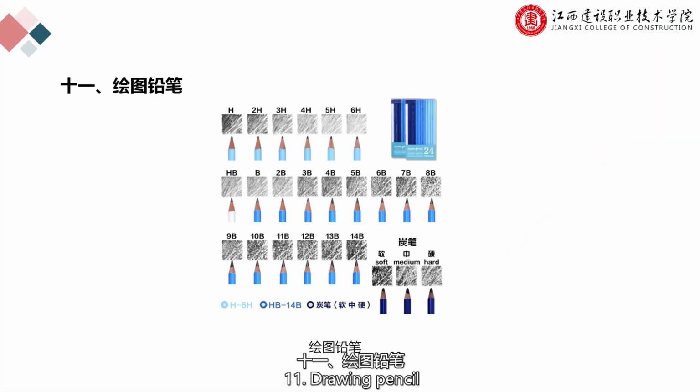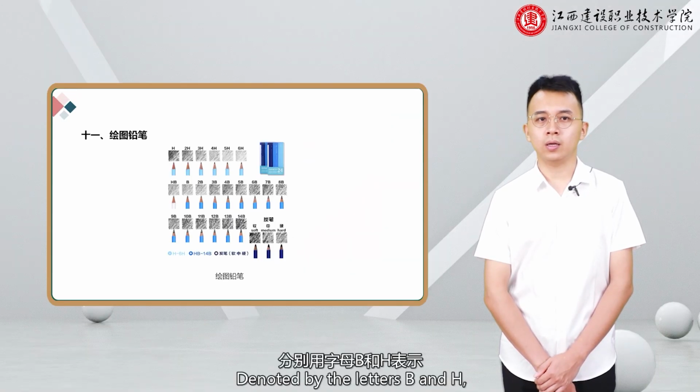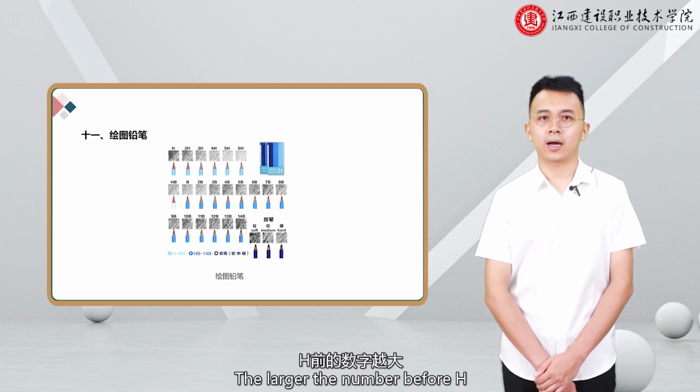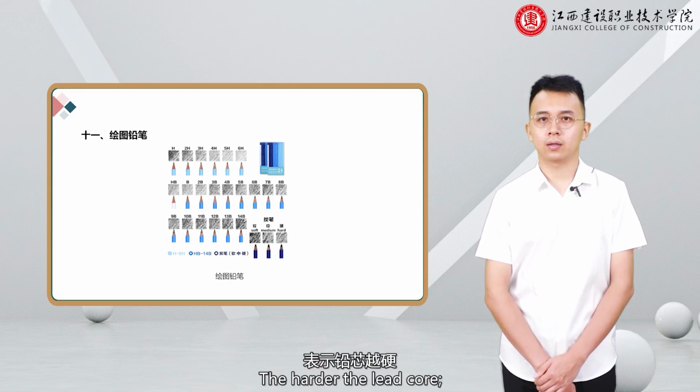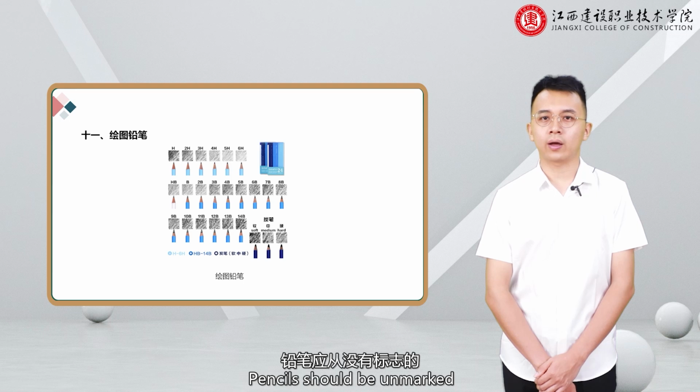11. Drawing pencil. Lead for a drawing pencil. There are hard and soft, denoted by the letters B and H. The larger the number before B, the softer the lead core. The larger the number before H, the harder the lead core. HB indicates moderate hardness.